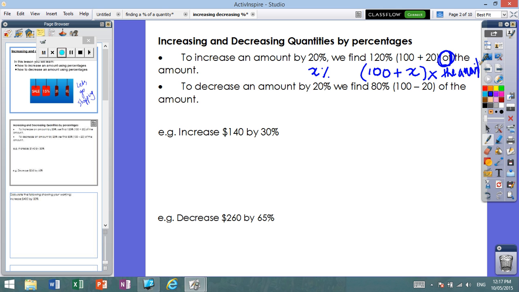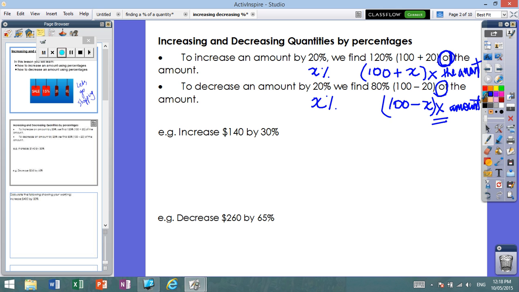Similarly, in decreasing an amount, let's say 20%, we need to find 80%, 100 minus 20%, because we're trying to find a decrease. So if there is a sale on and there was 20% off, we start off with the 100%, what it's worth, and we want to take 20% off, so 100 minus 20. So similar to this, if we had X discount, or X being decreased off the amount, then we need to go 100 minus X, and then multiply it, because it's of, again, of the amount.